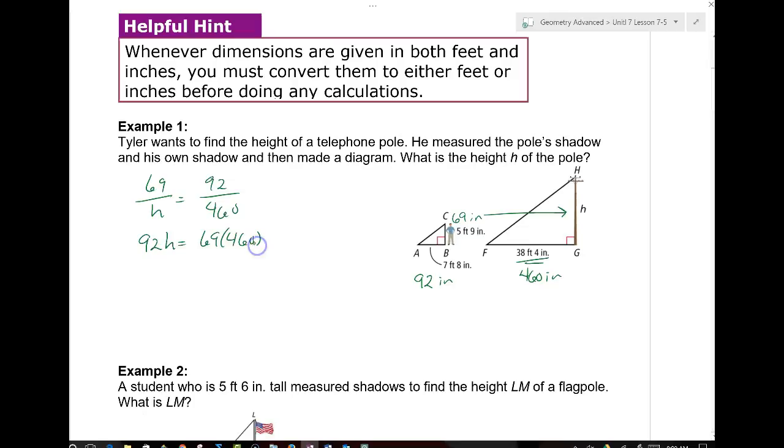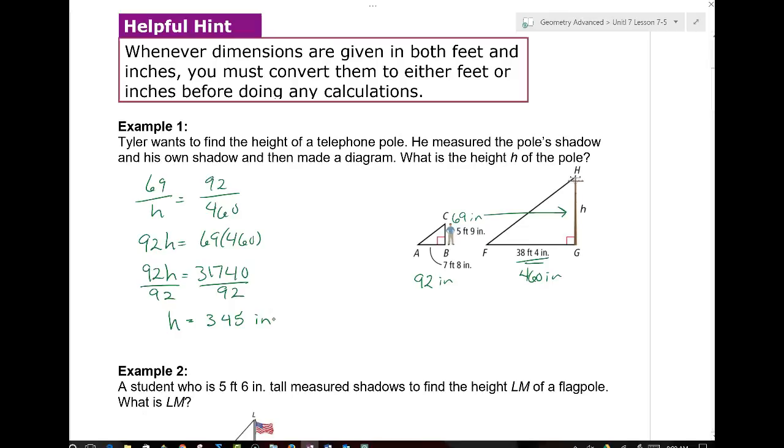Do you see where I want you to have the calculators out right now? This is not numbers I memorize in my head. All right, someone shout it out once you got 69 times 460. I mean, that's just what everyone has as a number in their head. All right, so 31,740 inches. Divide both sides by 92. So the height is 345 inches.